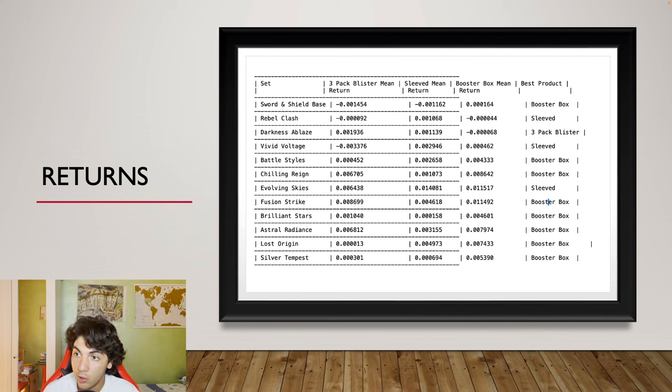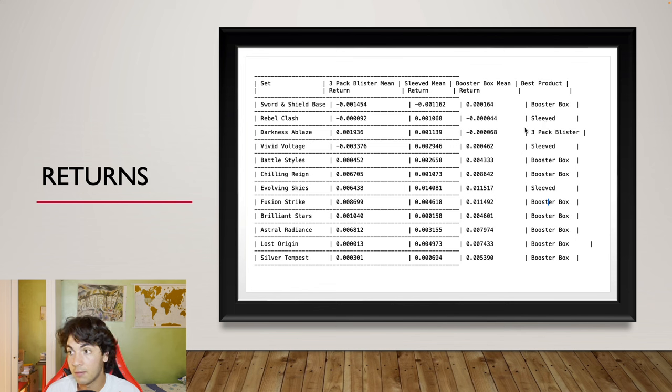So, if we only consider returns, as you can see, we have 3-pack blisters, sleeved and booster boxes. Best product indicates which one has performed the best over the data set, which I talked about to oblivion. You're probably bored at this time. Simply, as you can see, we have booster boxes for Sword and Shield base, sleeved for Rebel Clash, and 3-pack blisters, which is the only one that appears on the list.